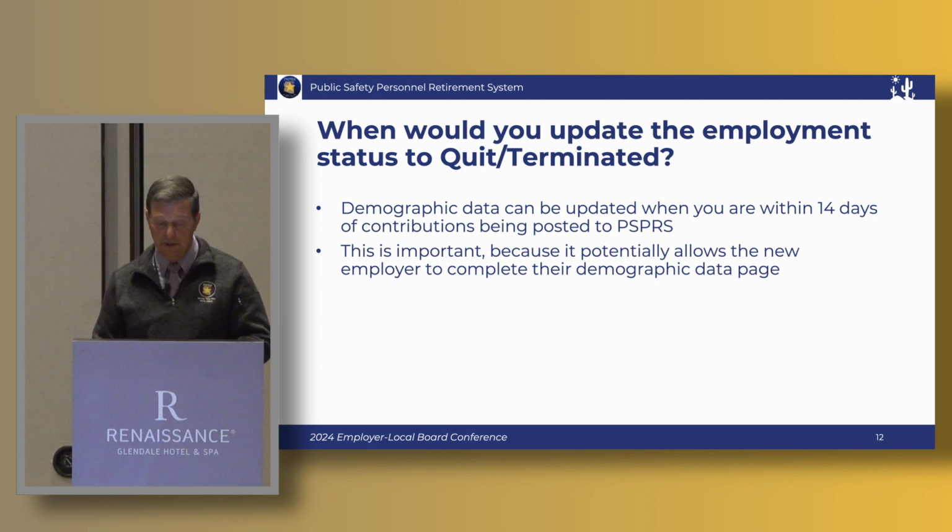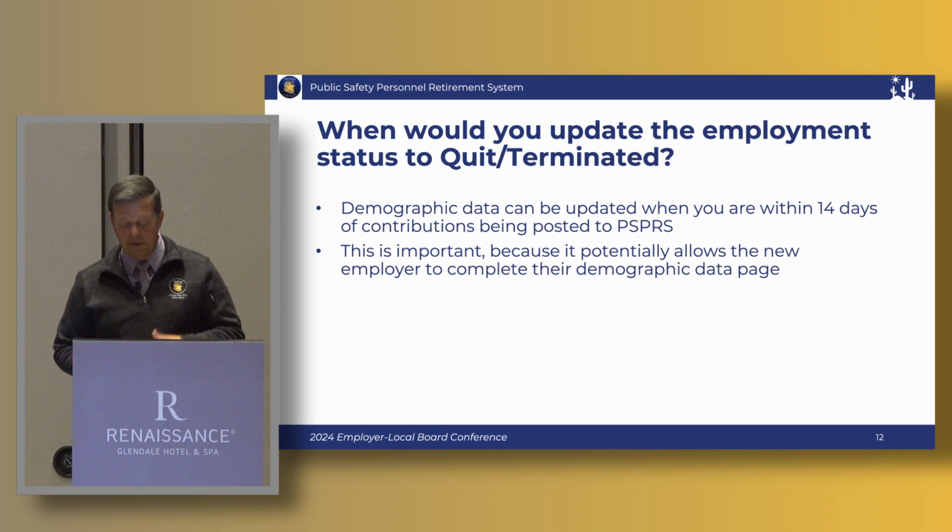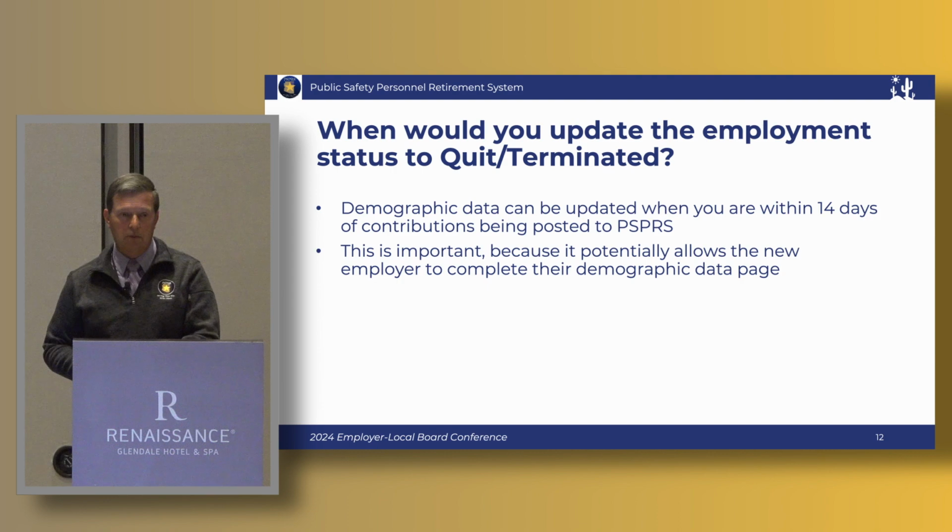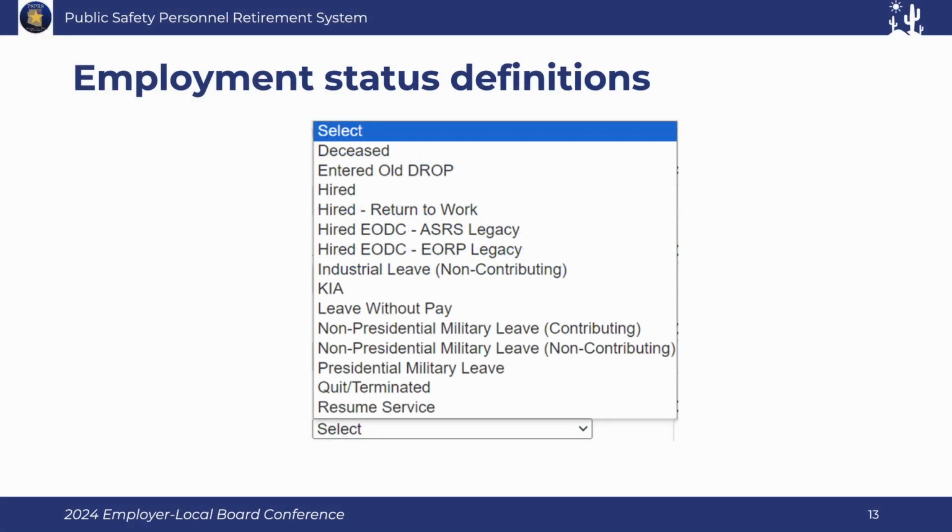So now that you're familiar with the quit/terminated employment status, we're going to take a moment to look at a few other ones that employers have had some questions about. This is just a listing of all of the member employment statuses. Most of you are familiar with it. If you're not, there are quite a few to choose from. The ones that have been most confusing lately for employers, and for myself, just learning the job after being here a year, are the military statuses: when to use them and when the appropriate time is to use them.